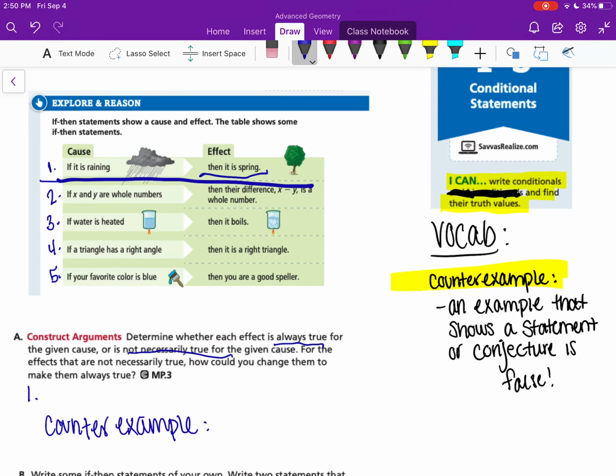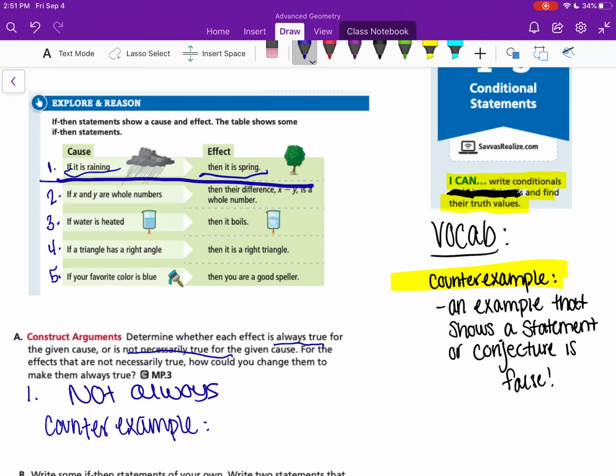Is that true if it is raining? Take a second and think about that. Is that a true statement, always, that if it is raining, it must be spring? Can it rain any other time of the year? Yeah, totally. It totally can. So if we're thinking about if this is always true or not necessarily true, this one would be not always. Not necessarily. Not always true.